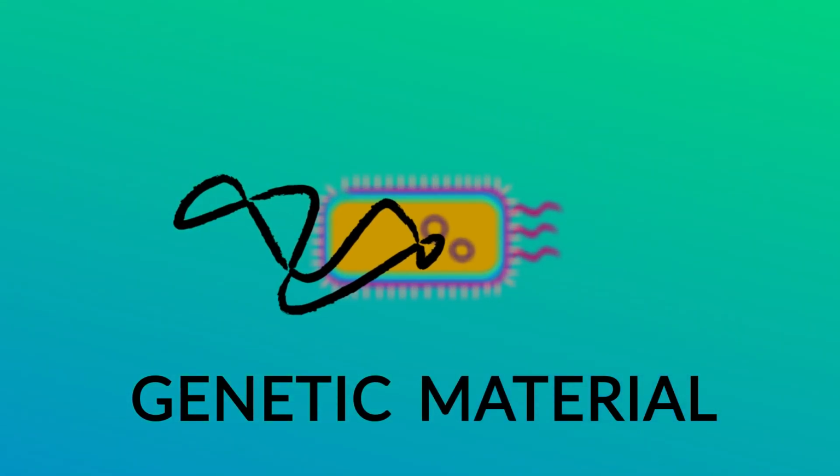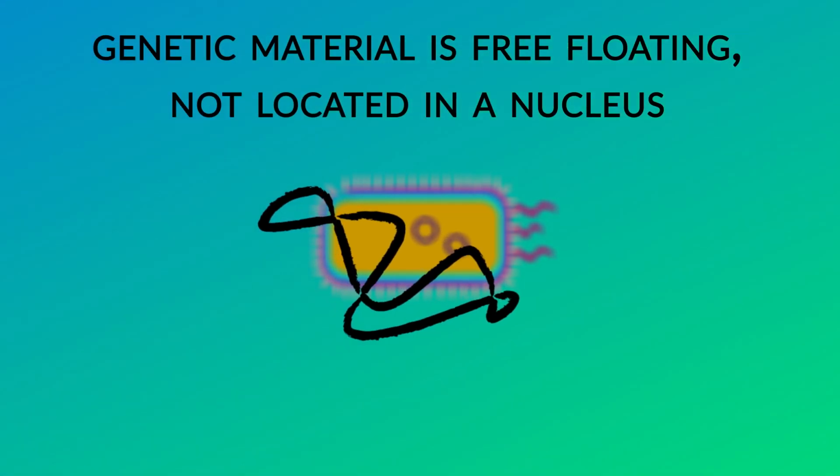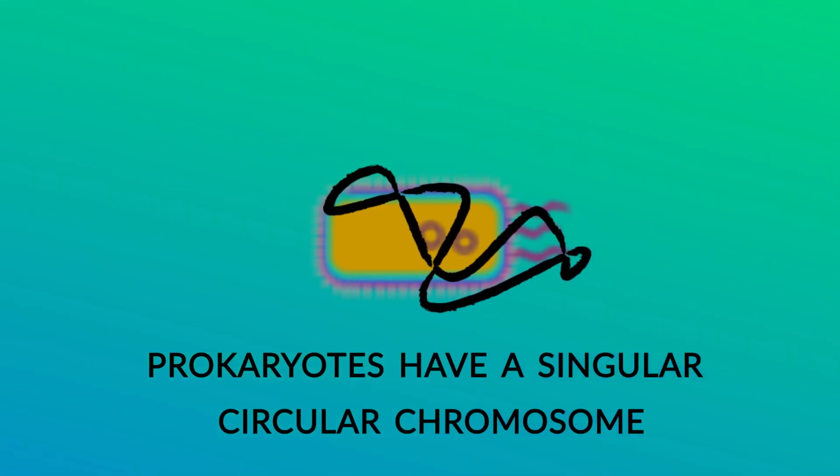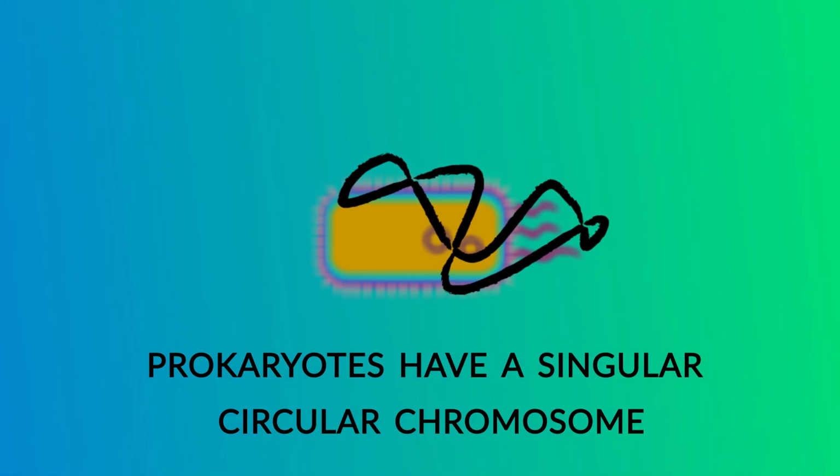Prokaryotic cells do not have their DNA in a nucleus. Instead, their DNA is free-floating in the cell cytoplasm. Prokaryotes have a single circular chromosome, which is where most of their DNA is stored. This is different to human eukaryotic cells that have 23 pairs of linear chromosomes.